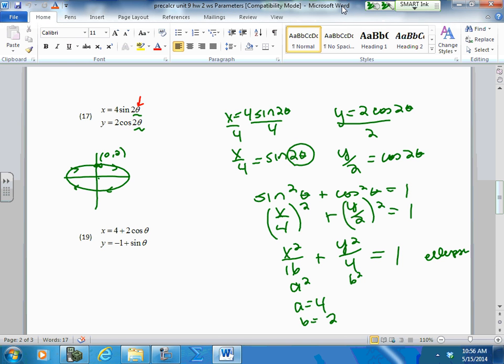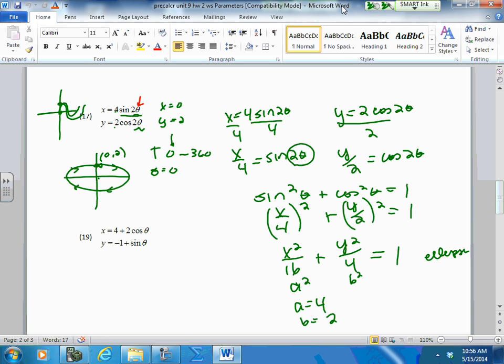Yes. The 0, 2, because we made our t go from 0 to 360. This is our starting point when t, or this angle, is equal to 0. So we said the sine at 0 is 0. So 0 times 4, the x value would be 0. Then we did the cosine. The cosine of 0 starts up here, so it's 1. And 1 times 2, the y value would be 2.